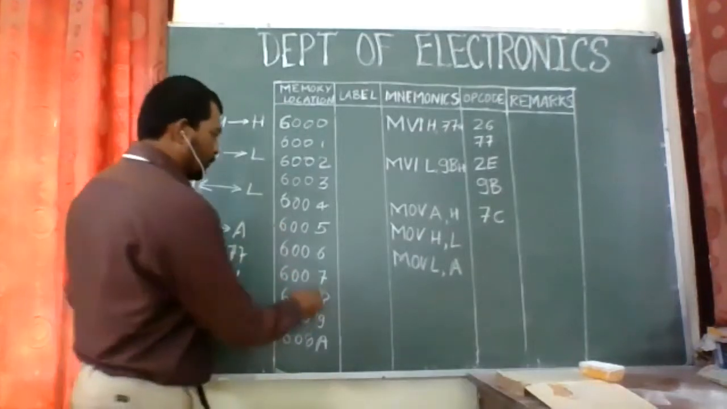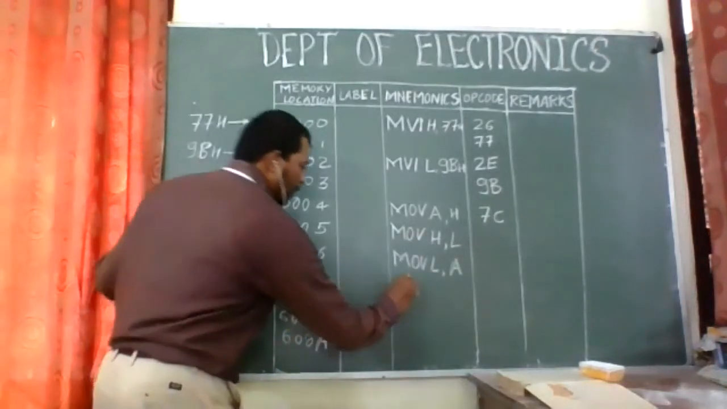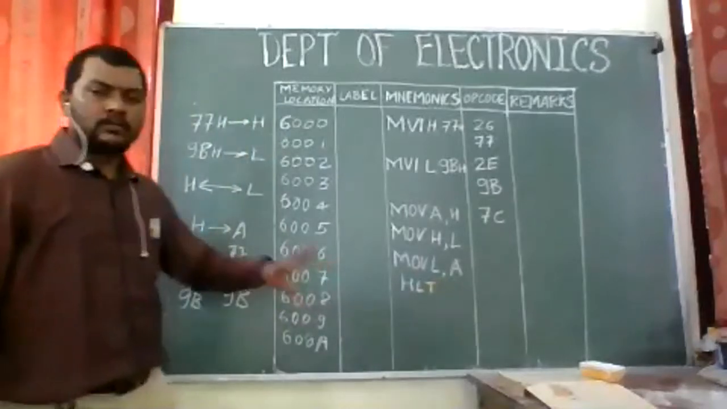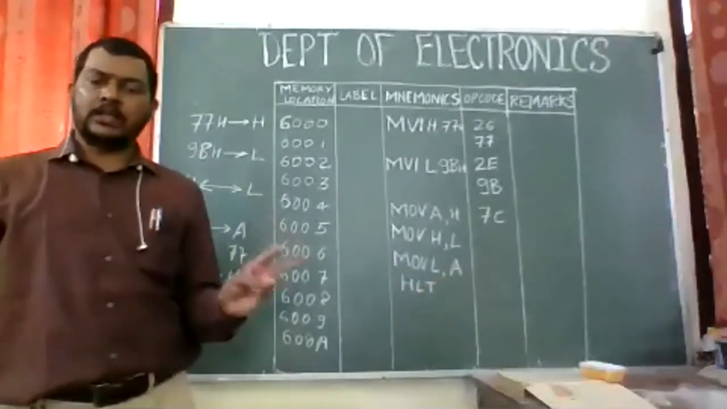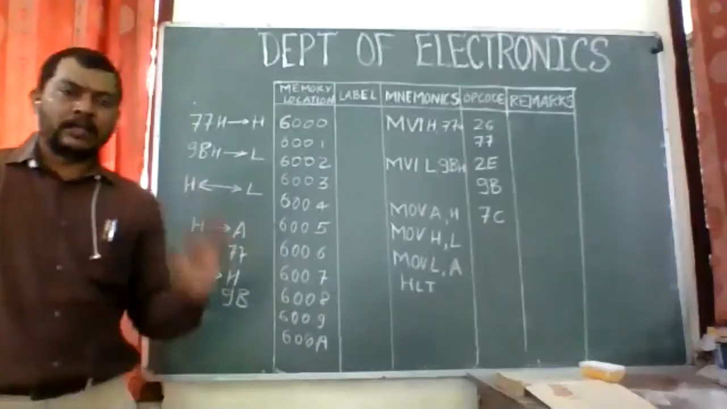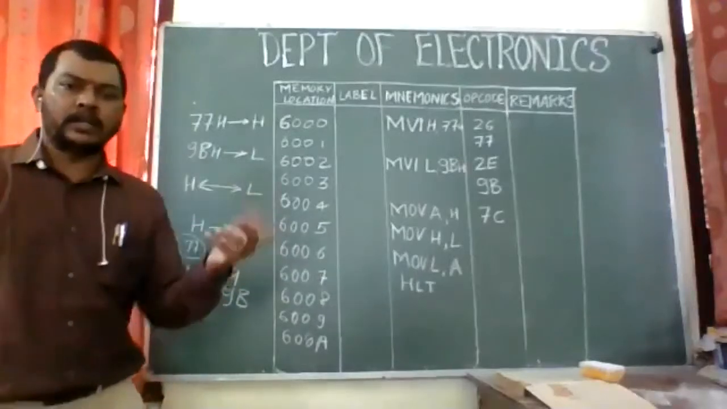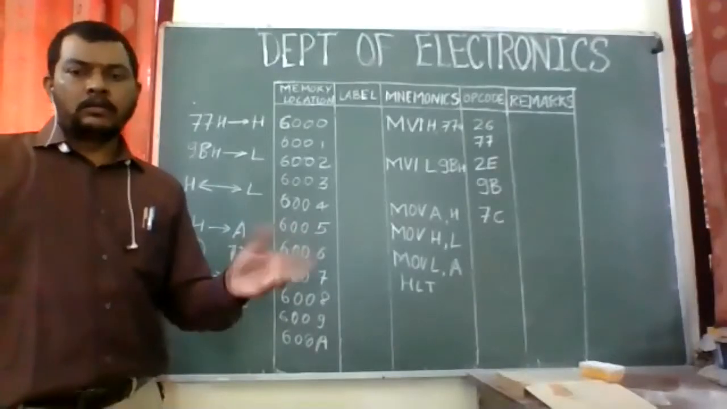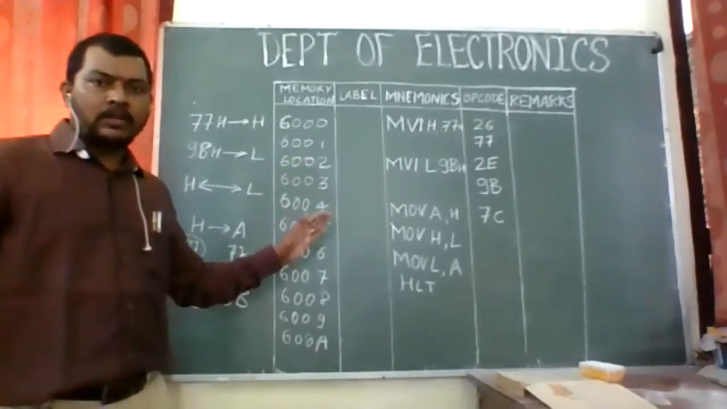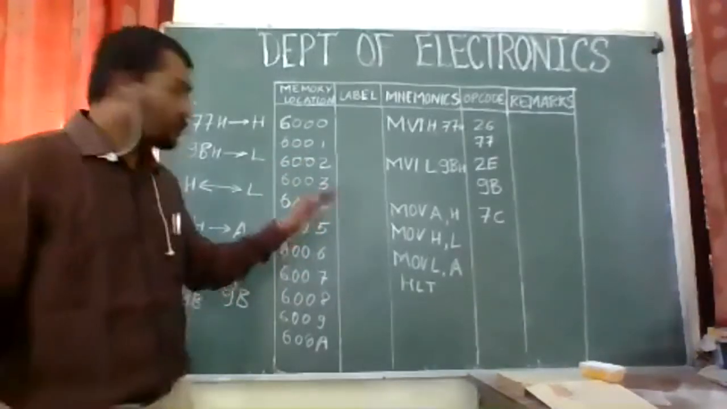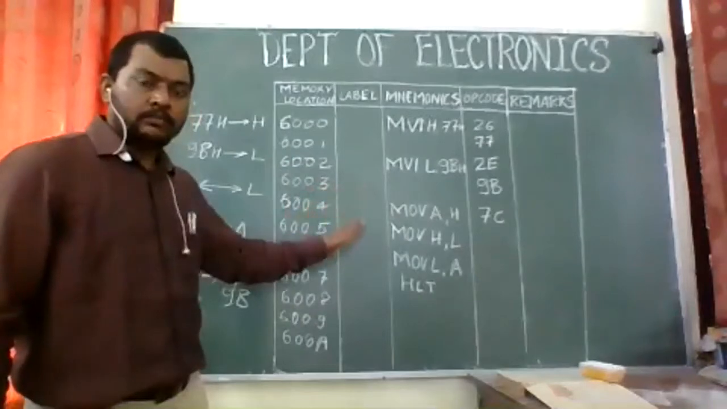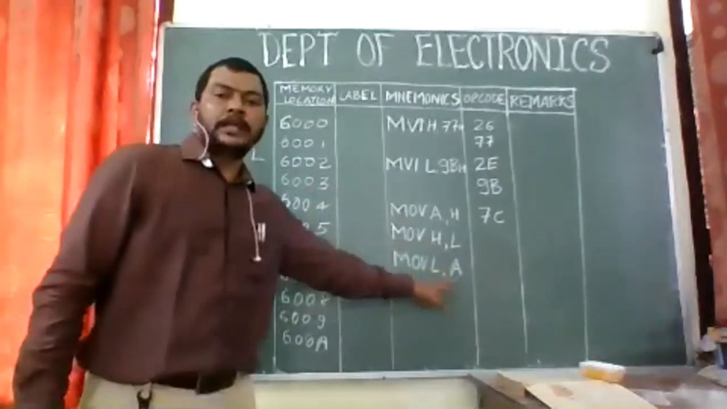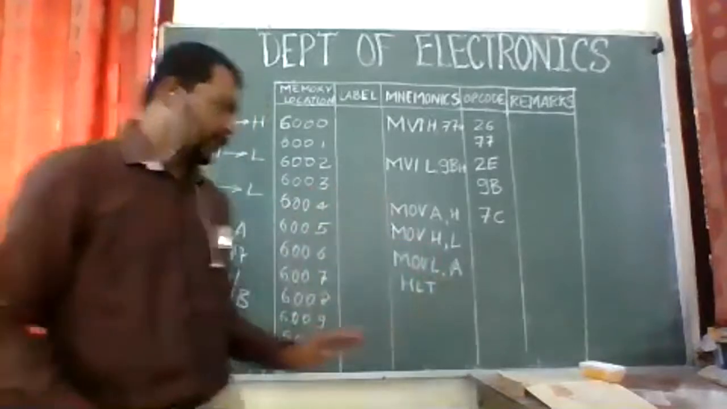The last instruction that might come in 6007 is halt. So this is a simple program where we stored the data in register H. We have stored the data in register L. Then for temporary purpose, we moved the data from H to A so that the data should not change. Then we moved the data from register L to H and then from A to L. So the data is being interchanged or exchanged.